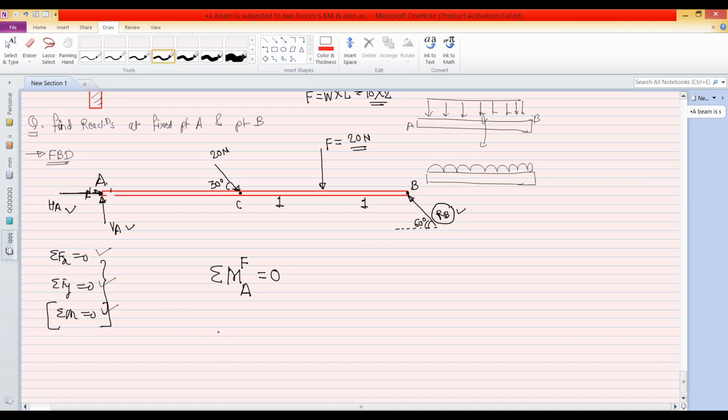Okay. Now by applying this condition, you can find out this reaction RB. And then use summation Fx equal to 0 and summation Fy equal to 0. By using the first condition, you will get the reaction RB. From summation Fx equal to 0, you can find out HA, and from summation Fy equal to 0, you will get the VA reaction. Okay. So try to solve this problem as a homework.